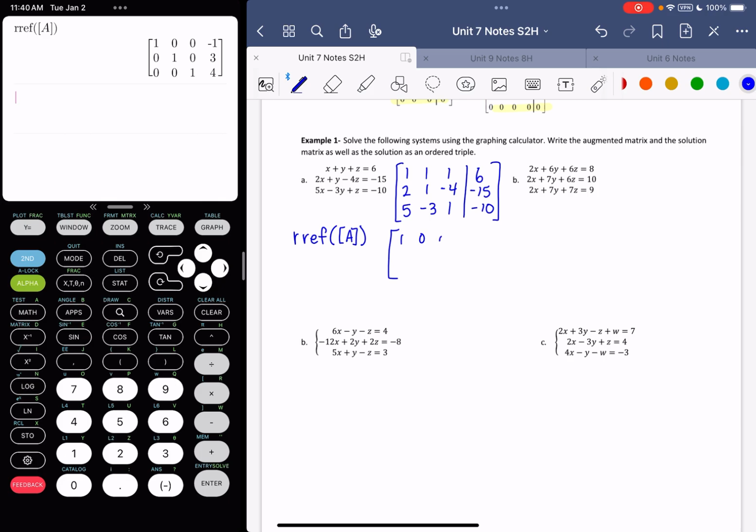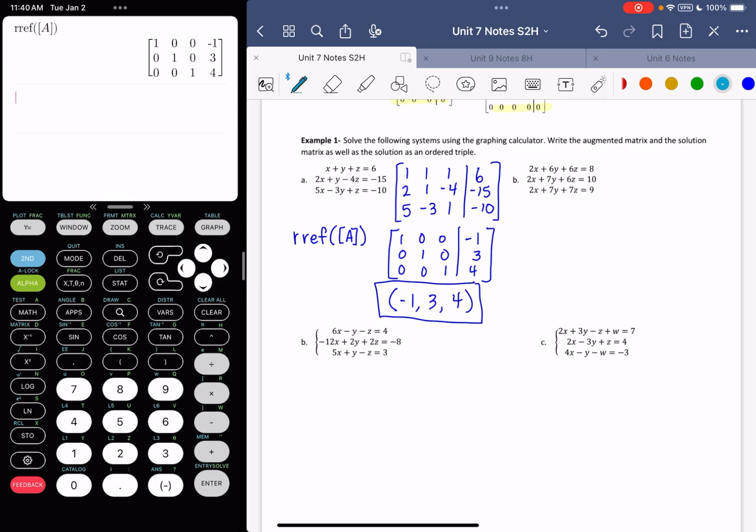So 1, 0, 0, -1, 0, 1, 0, 3, 0, 0, 1, 4. Okay, so we can put our line for the augmentation in there if we want to. And then we're going to write our answers in order triple. So -1, 3, 4. Okay, so it took all the hard work away from us. Sorry, I know you're so disappointed.